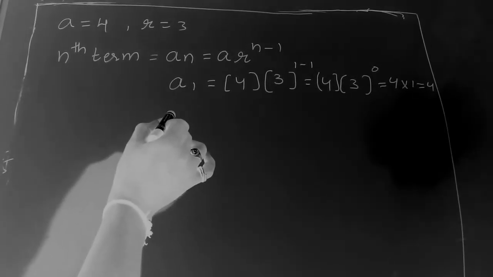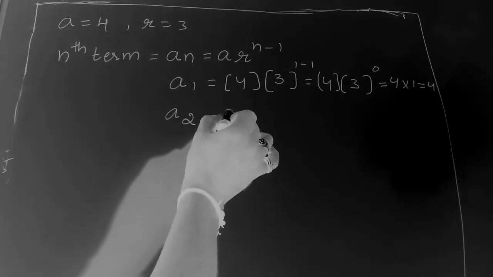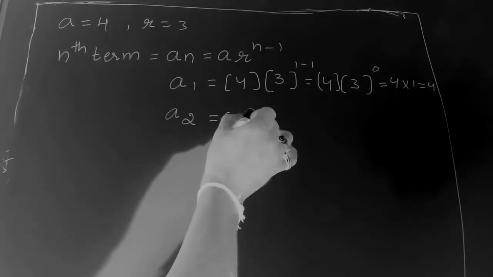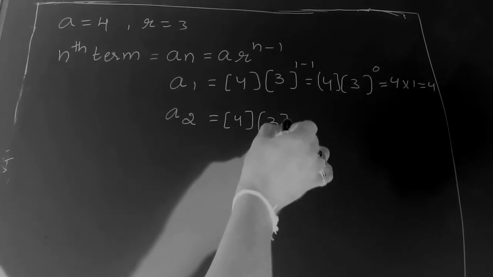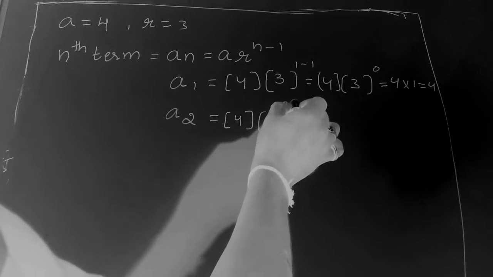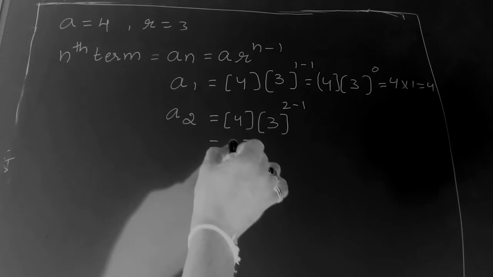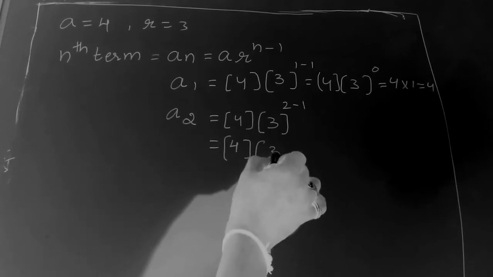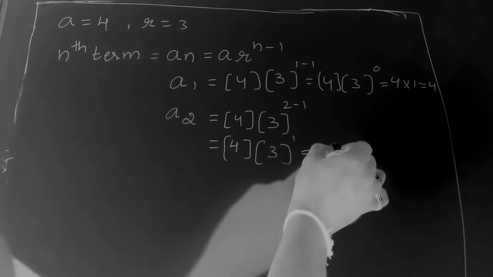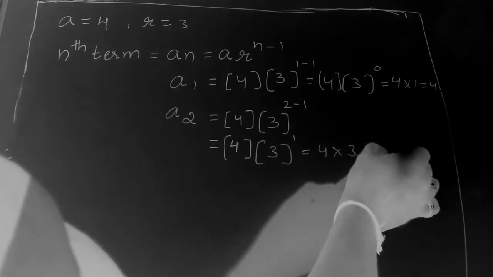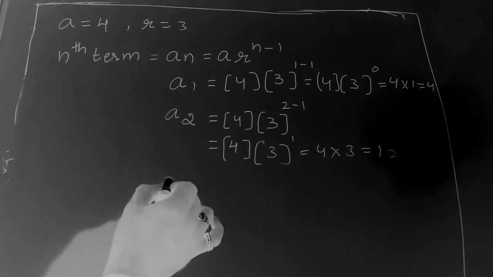Next, the second term a2. a is 4, r is 3, 2 minus 1, so 4 into 3 to the power of 2 minus 1, which is 1. 4 into 3 is 12. So the second term of the GP is 12.